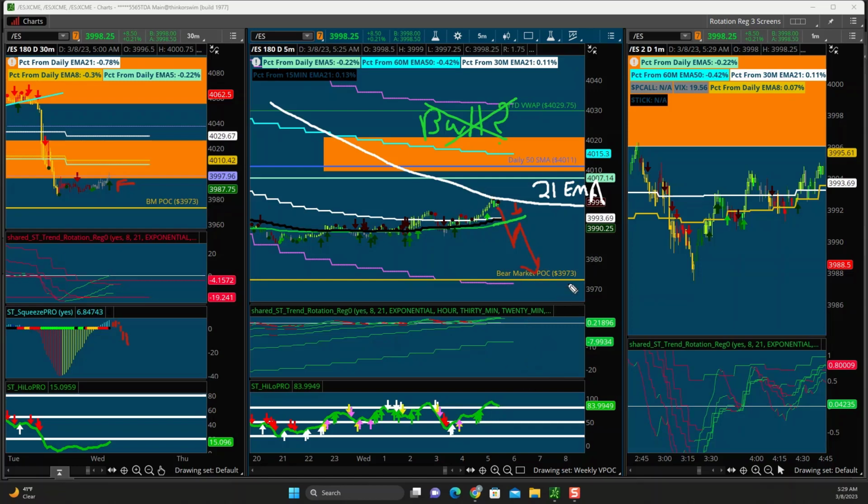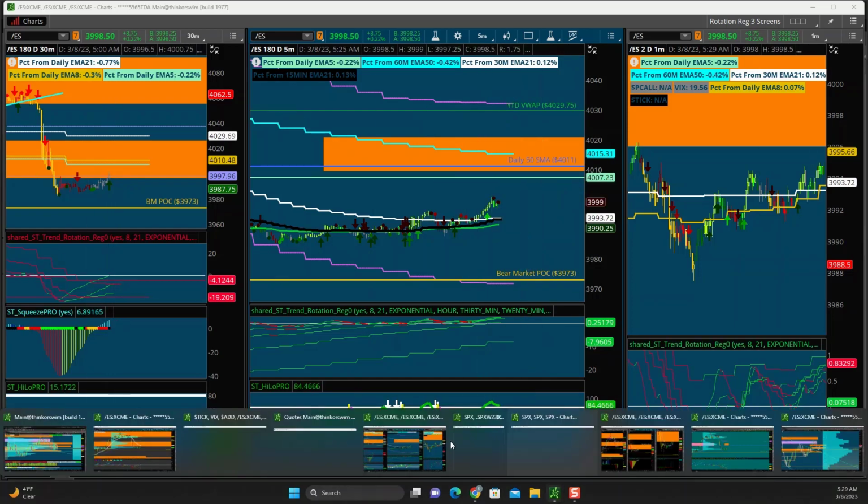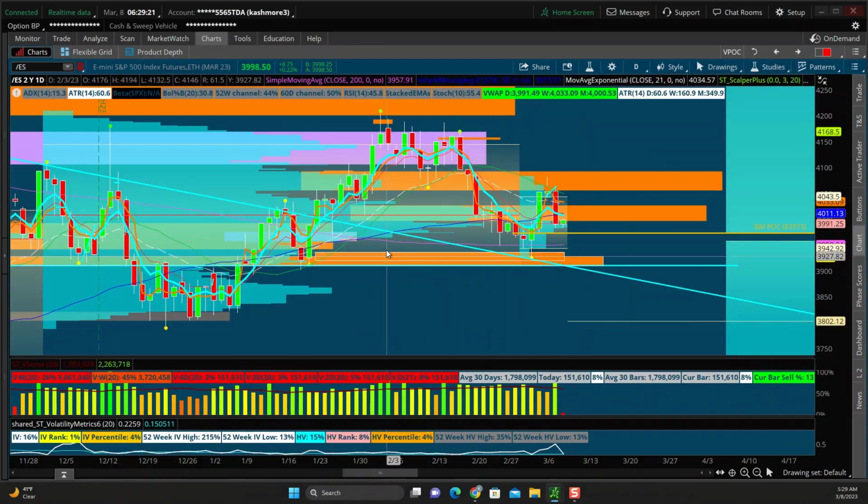Targets to the short side, I mean, the bear market point of control is here at 39.73, and it could actually just slice right through that. It could keep going down to the 200-day SMA, which is all the way down here at 39.50.